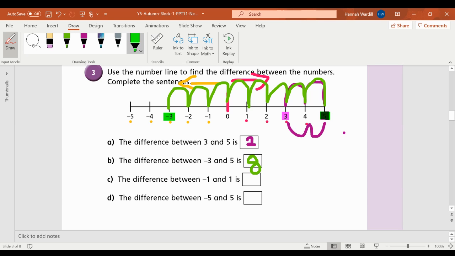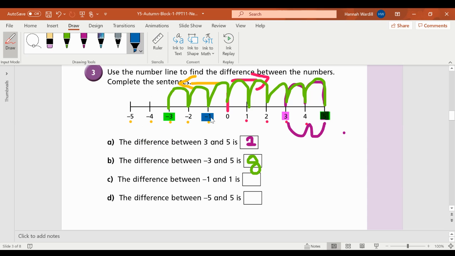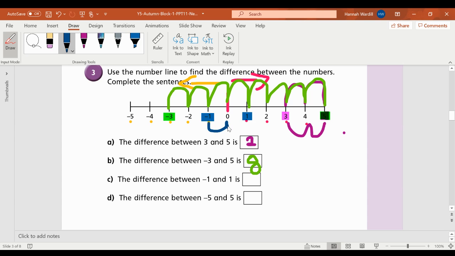Okay, C, we've got to find the difference between -1 and 1. So let's use blue. So we've got -1 here, and we've got 1 here. Now exactly the same process. We're just going to jump and count the difference. So 1, 2. So the difference between -1 and 1 is 2.